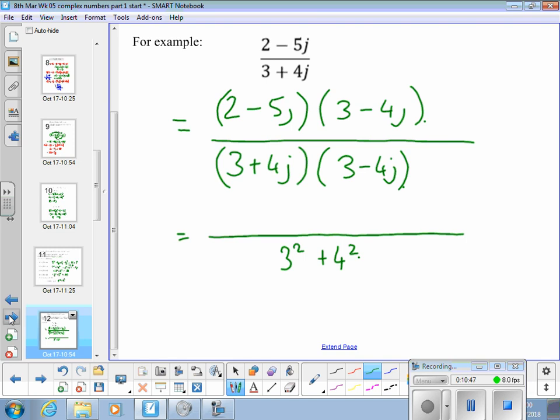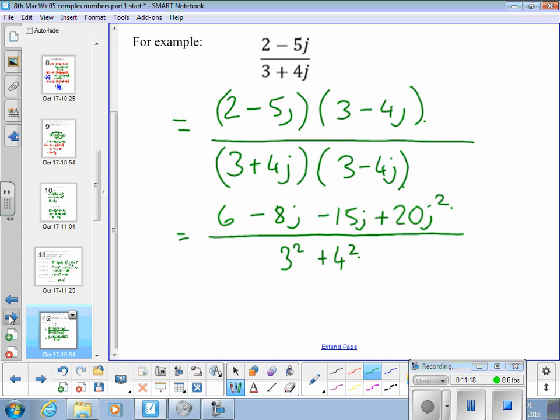Okay, and then the top we've got to multiply out as normal. So 2 times 3 is 6. 2 times minus 4j is minus 8j. Minus 5 times 3 is minus 15j. And minus 5 times minus 4 is plus 20j squared.